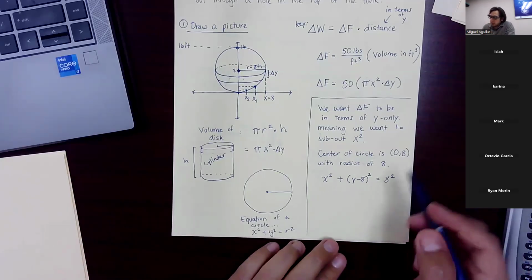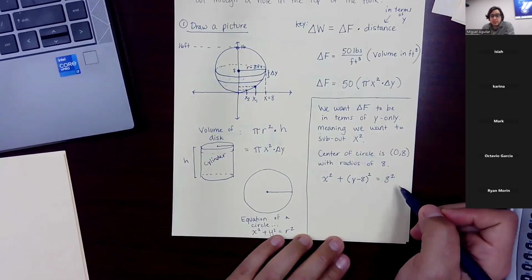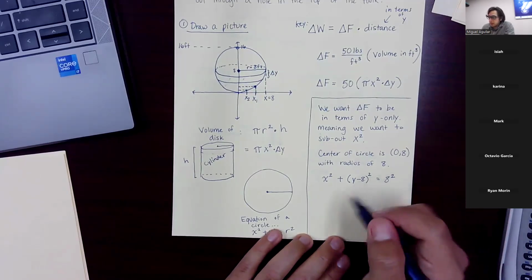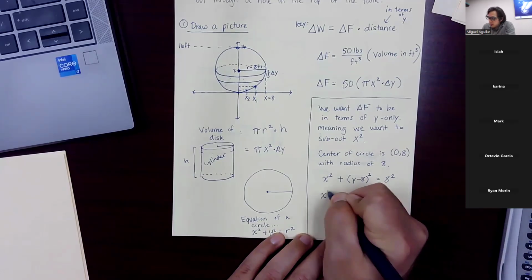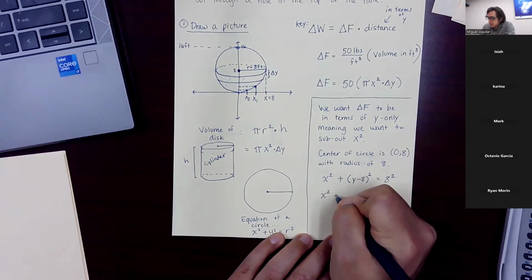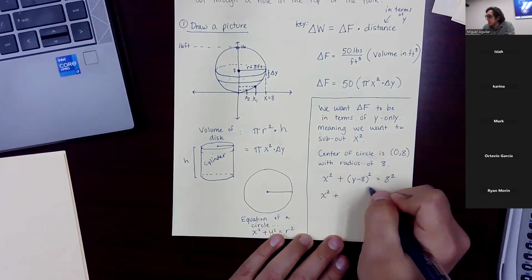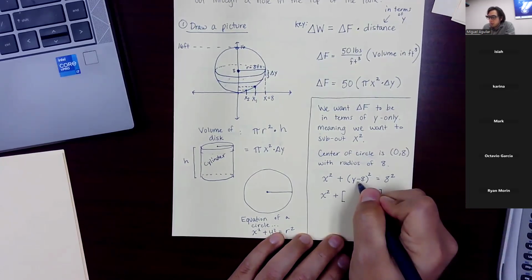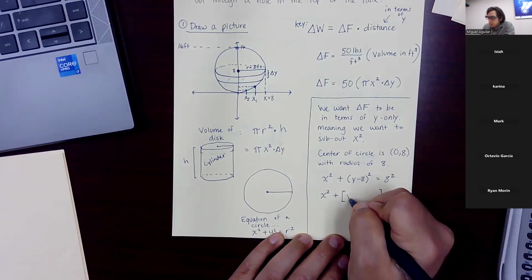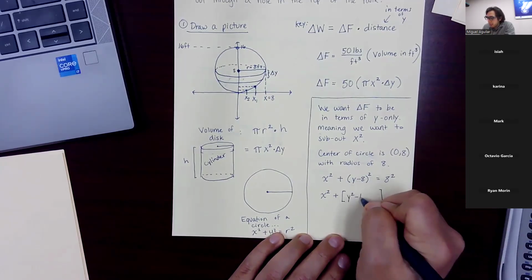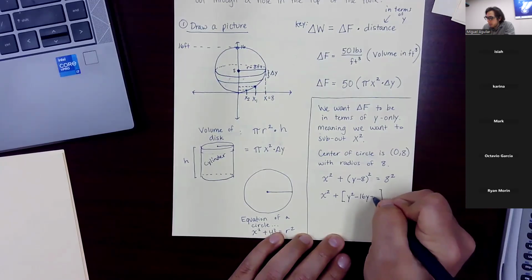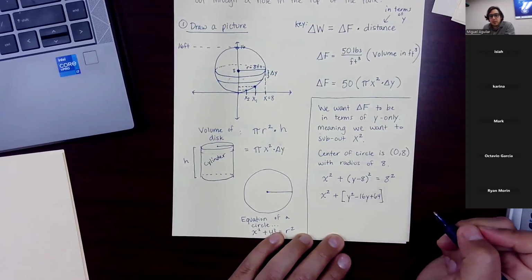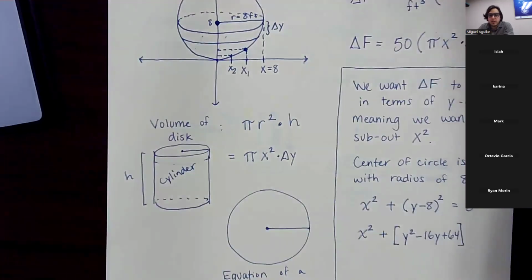And now through some algebra, we need to simplify this a little bit. Okay. So I'm going to call this x squared plus this guy. I'm going to put in brackets just because you need to write this out twice and then square it. But you'll get y squared minus 16y plus 64. Okay, I'm going to zoom in here.